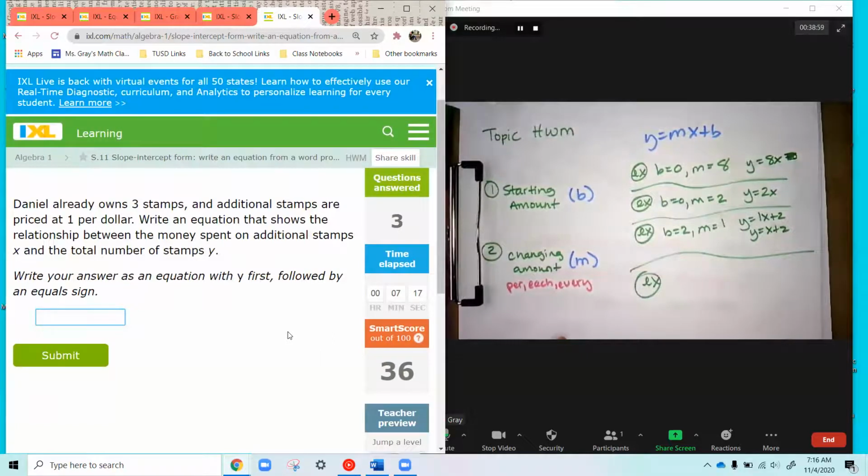All right, Daniel already owns 3 stamps, and he gets an additional 1 stamp per dollar. Oh, sorry, additional price out. Yeah, 1 per dollar. So again, just like last time, I'm going to put x plus 3. So I don't need to include the 1 in front.